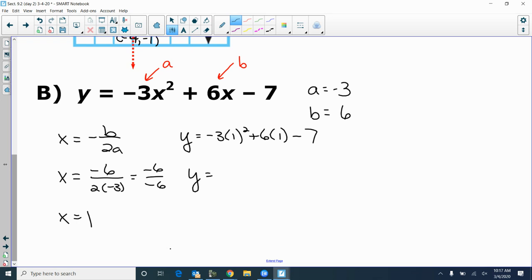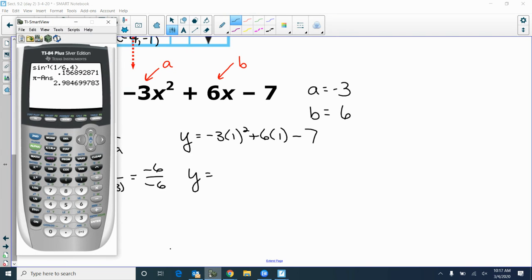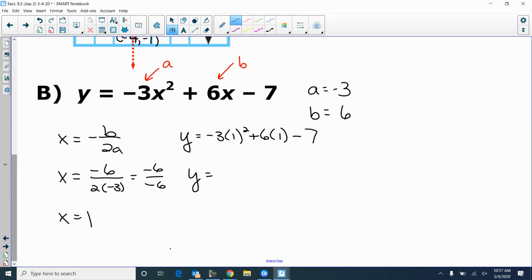You all right, John? Lenny, let me know what you get. -4? 1 squared is 1. Now you should be able to type this in, you just gotta be careful here. So -3 times 1 squared plus 6 times 1 minus 7. All right, it does give me -4. The vertex is 1, -4.